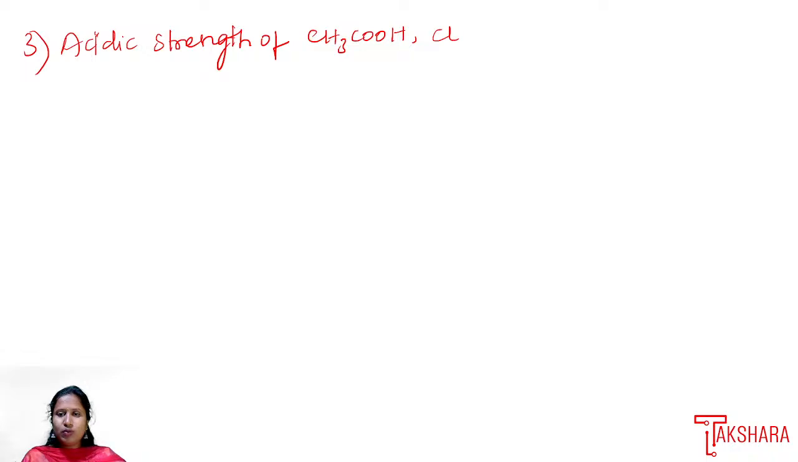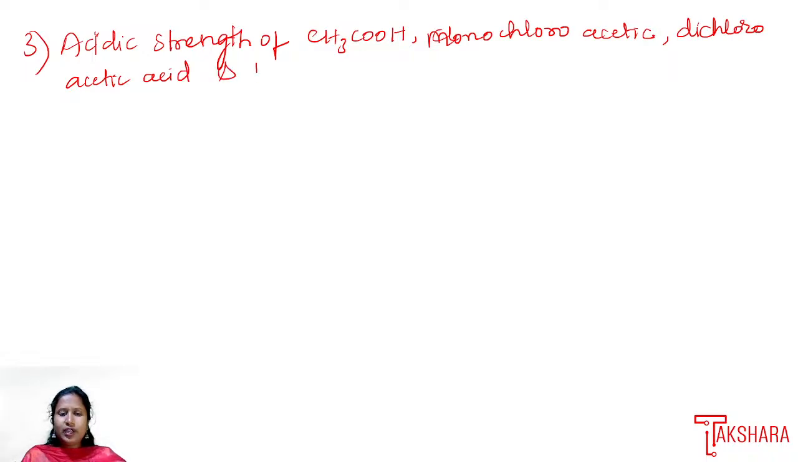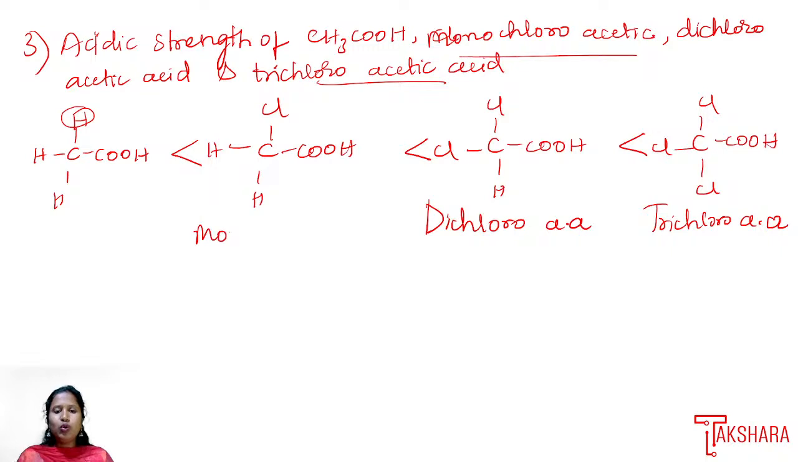Okay, so monochloroacetic acid and dichloroacetic acid and trichloroacetic acid. So acetic acid, then dichloroacetic acid and trichloroacetic acid, how they are, let us see. This is trichloroacetic acid, this is dichloroacetic acid, this is monochloroacetic acid, and this is acetic acid.